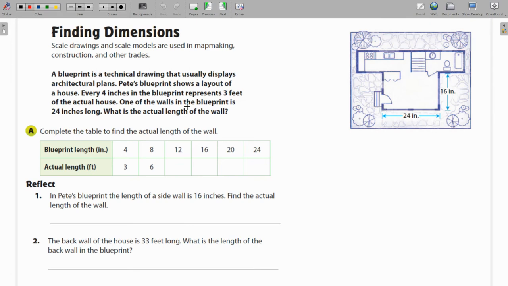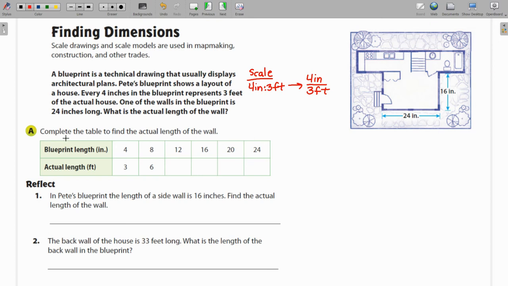So in this passage that's here in bold, we are given our scale. So I'm going to write this down right here. Our scale says that for every 4 inches in our blueprint, we have 3 feet of actual length. Now, this is going to be our scale. When we write our scale and when we use it, we're going to use it as a ratio. So I'm going to put my drawing length or drawing dimensions on top, and then I'm going to put my actual length on bottom. So it tells us that one of the walls in the blueprint is 24 inches long. What is the actual length of the wall? This is going to be a question that we're going to need to come back and answer.